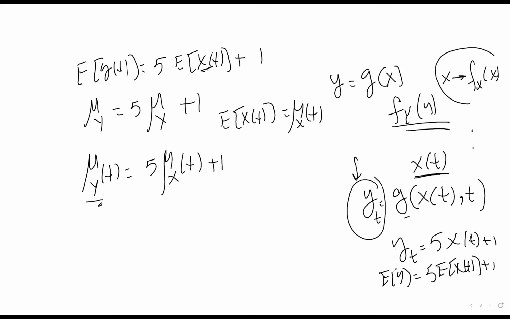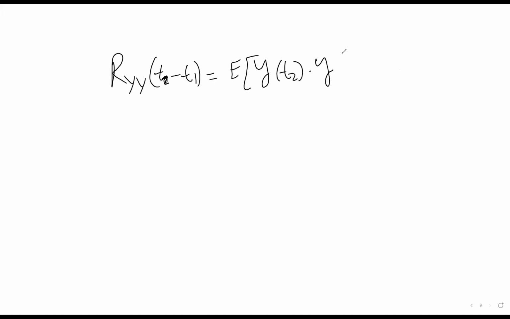Okay, let us keep this simple example, y of t equals 5 x of t plus 1. Now you want to calculate the correlation of y. Okay, let us do it. This is not in the examples of the book, but we do it here now. So r y between t1 and t2, which depends on t2 minus t1, will be the expected value of y at t2 times y at t1.